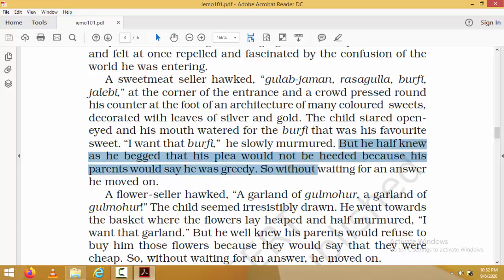But he half knew as he begged that his plea would not be heeded, because his parents would say he was greedy. So without waiting for an answer, he moved on. First, he saw a sweetmeat seller hawk gulab jamun, rasgulla, burfi, jalebi. He wanted to have burfi because it was his favorite sweet. But he knew his father would not listen to what he said. So without waiting for an answer, he moved on, because his parents would say that he was greedy.